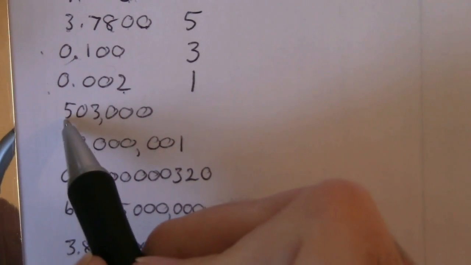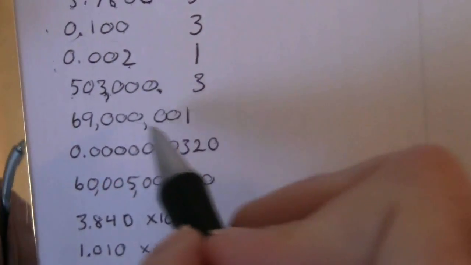Okay, so now we have these 3. The sandwich 0 is going to be significant. And then we have trailing zeros. But where's the decimal place? This is a comma. The decimal place is here. So these trailing zeros are before the decimal place, which means they are not significant. Okay, so this is just 3 significant figures.